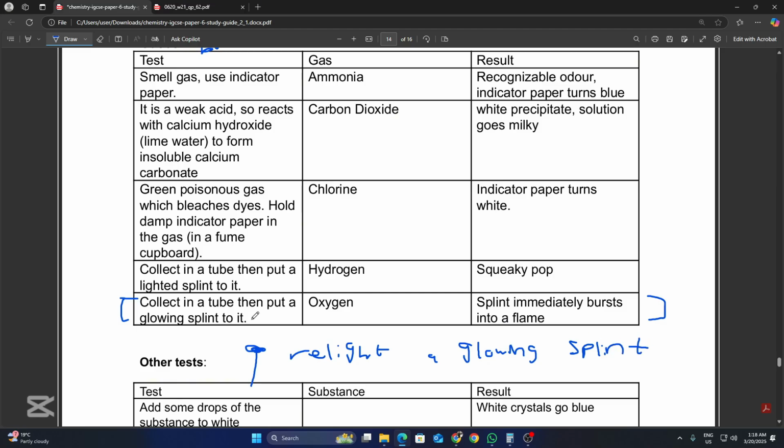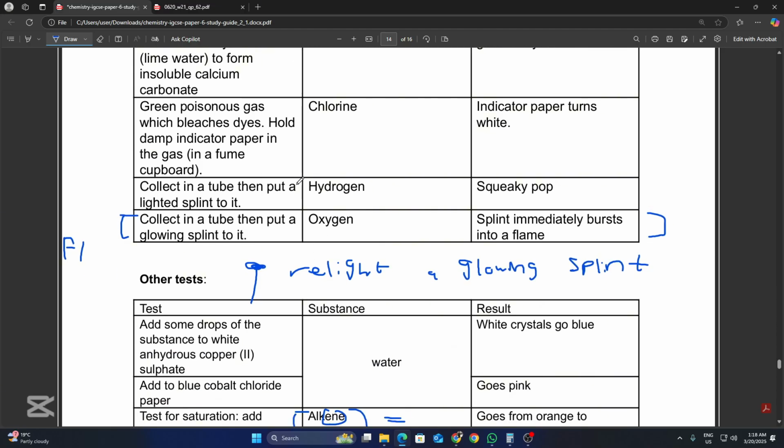And it will burst into a flame. It will relight it. And also this means that it is flammable. So whenever oxygen is mentioned, you have to write the test if it asks for it, and if it says, for example, the properties of this, you have to say it is flammable because it causes fire.